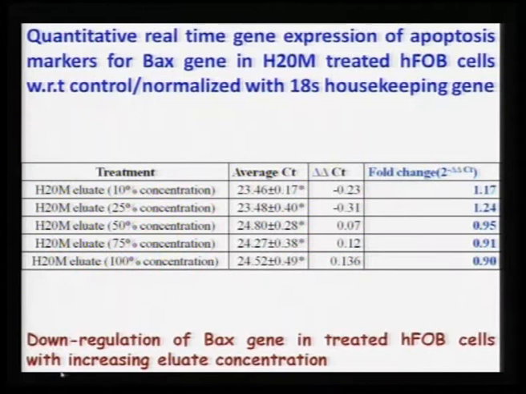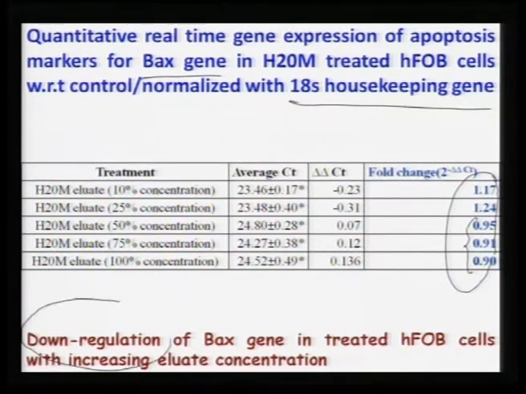Now, if you go to the other one, the BAX gene, with respect to the 18S housekeeping gene, in a similar RT-PCR analysis, it shows that it is very close to 1 and sometimes less than 1. So, that means the BAX gene is down regulated.